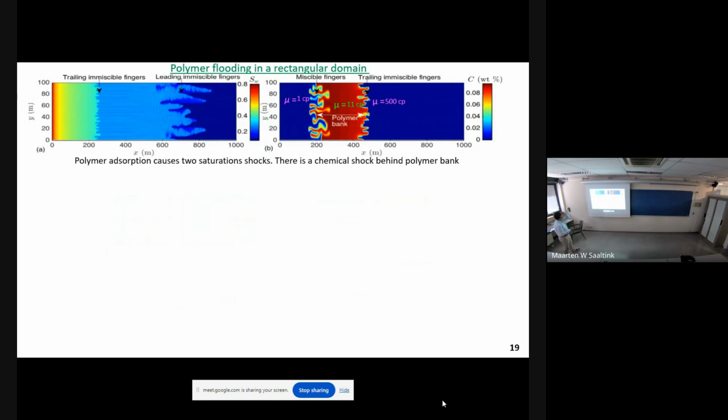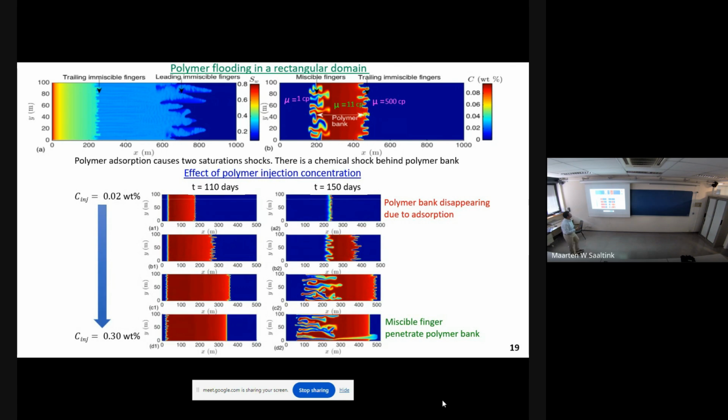Because of this, we found that two immiscible viscous fingerings happen, and actually two saturation shocks form, each of which becomes unstable. This is the one of more interest. Basically, there are three sets of fingers: from the two immiscible ones, we call them leading and trailing, and then behind the polymer bank, the miscible one. So what happens? Polymer also gets absorbed into the reservoir.